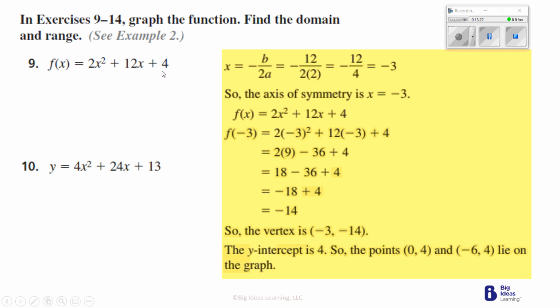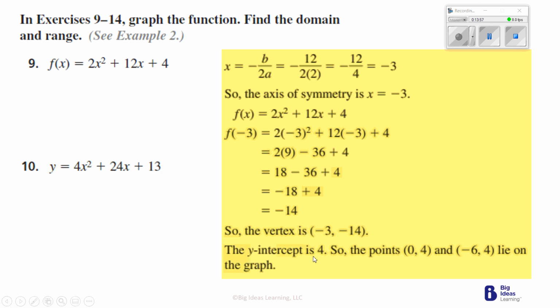Now I'm going to plug that back into our problem, and we're going to replace x with negative 3. Well, negative 3 times negative 3 is positive 9. 12 times negative 3 is negative 36. Everything else falls right down. 2 times 9 is 18. Now we have 18 minus 36 plus 4. Well, I know that 18 minus 36 is negative 18, and negative 18 plus 4 is negative 14. So the vertex is negative 3, negative 14.